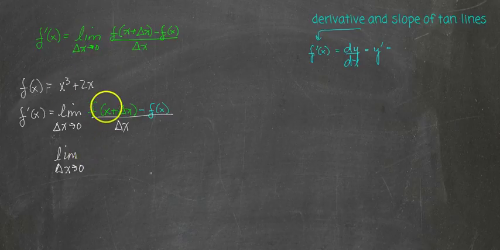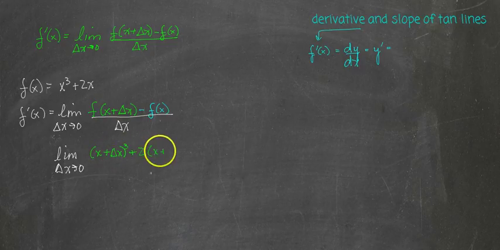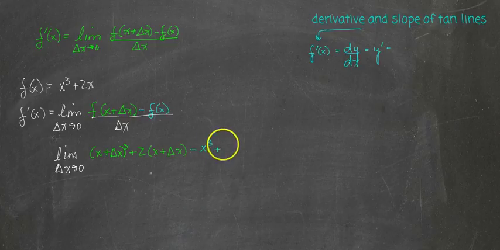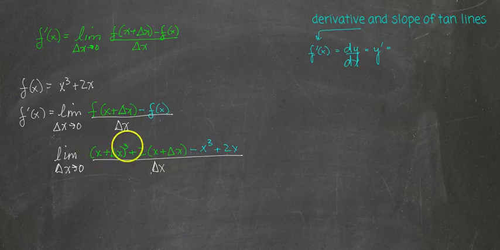The function where I plug in x plus delta x is (x plus delta x) cubed plus 2 times (x plus delta x), minus f of x, x cubed plus 2x. First I want to find (x plus delta x) cubed, and I could certainly put it in my calculator, but this is a good opportunity to review the Pascal triangle method.